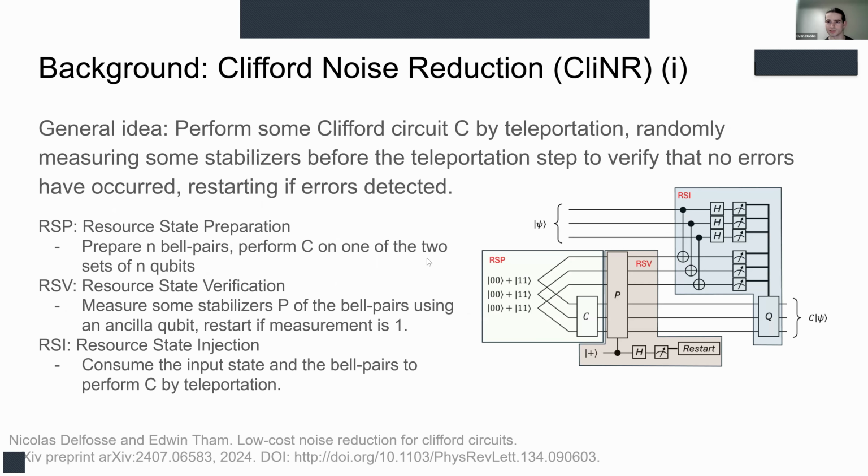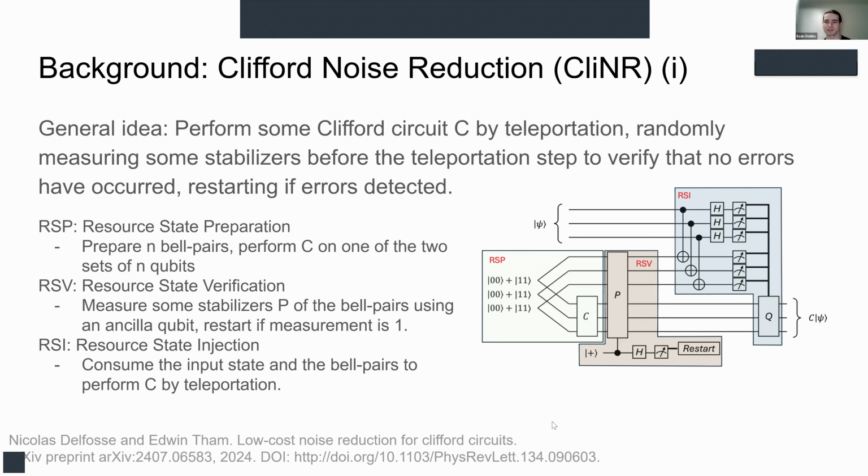So first we have to explain what CliNR actually is. CliNR just stands for Clifford noise reduction. The idea is that given any Clifford circuit C, which acts on n qubits, at the cost of a 3n plus 1 qubit overhead and a slight runtime overhead, we can reduce the logical error rate by, I think, around 3 times, but it is asymptotic, is the key here.